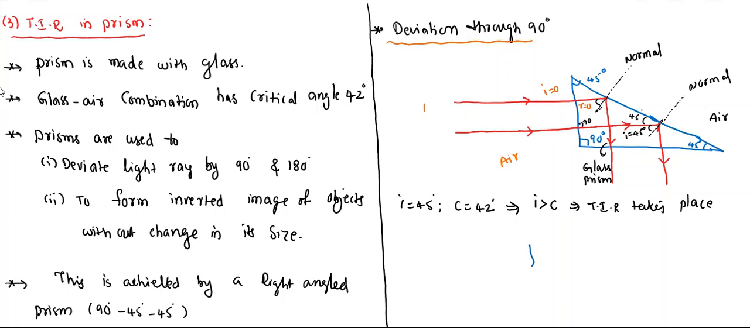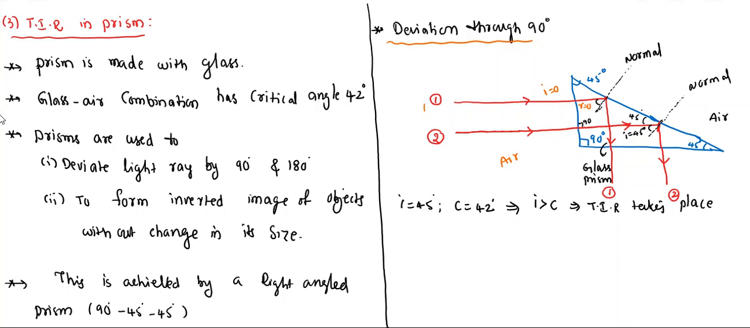For example, this is the first light ray and this is the second light ray, and the first light ray bends by an angle of 90 degrees, and the second light ray also bends by 90 degrees. If you want to bend a light ray by 90 degrees, then we have to use the prism, right? Okay, this is the explanation for that.